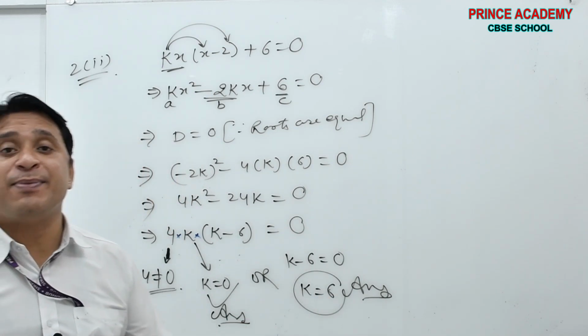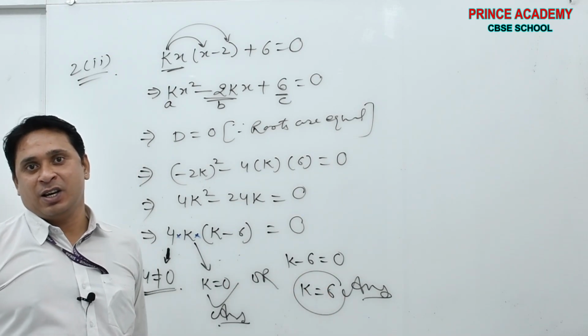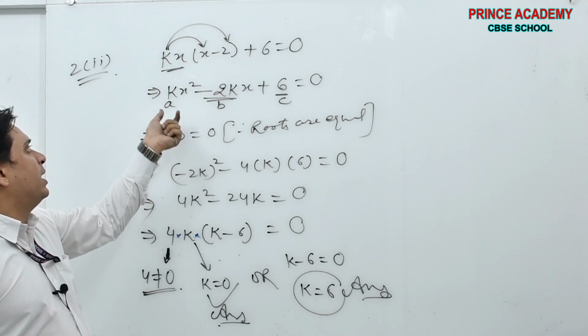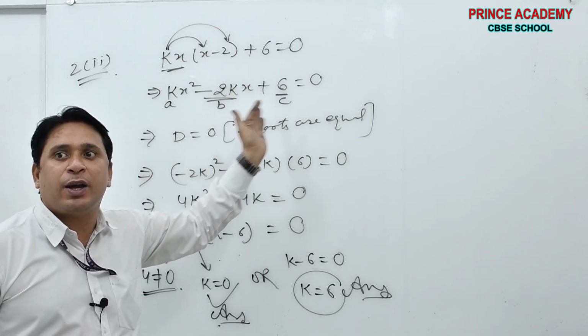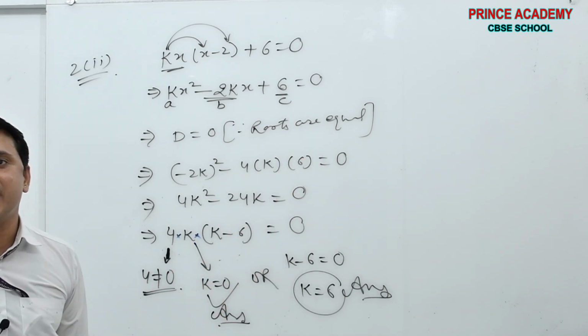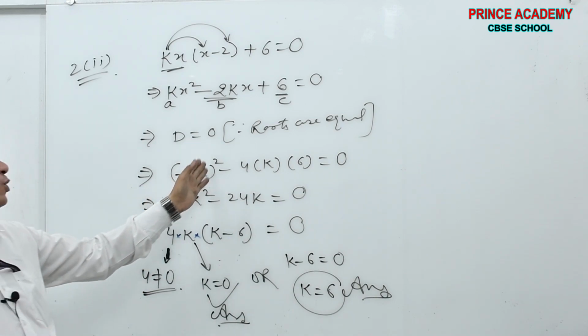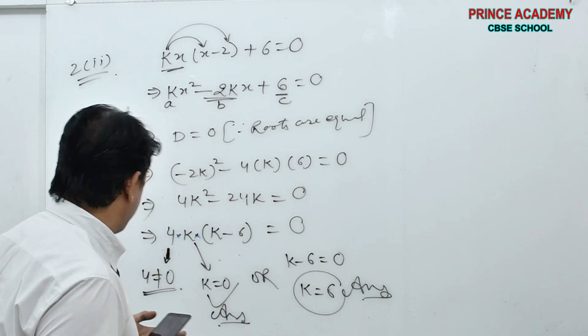Sometimes it is asked to find the non-zero value of k. The non-zero value is 6. Okay, beta, it was so simple. Multiplied with it, A, B, C were obtained. Then we obtained D as B square minus 4AC and we got the result. It is so simple. Take the screenshot. Okay, beta, done. Now question number 3.